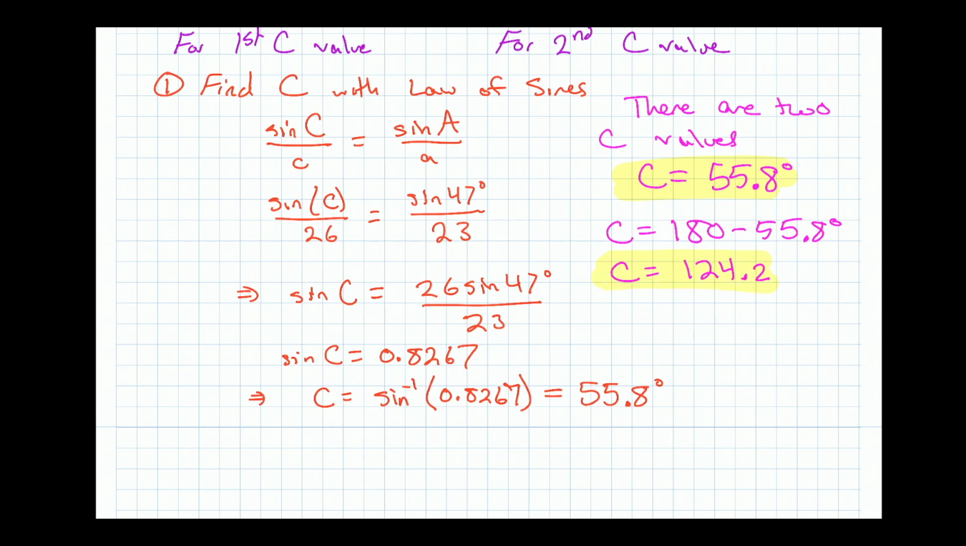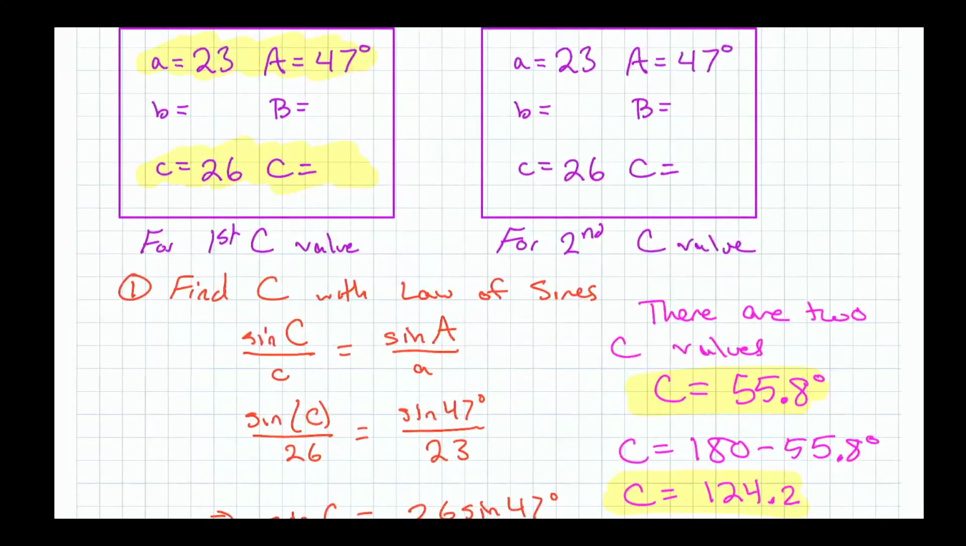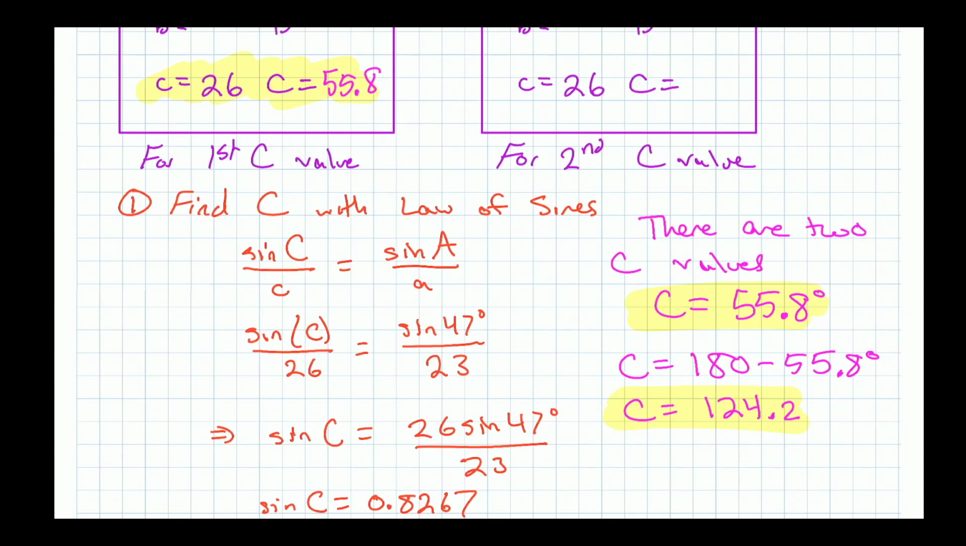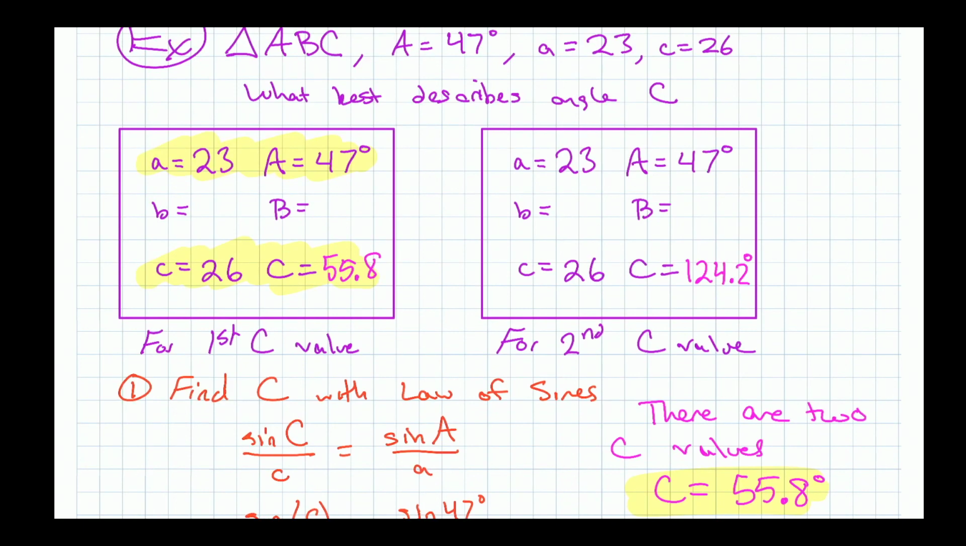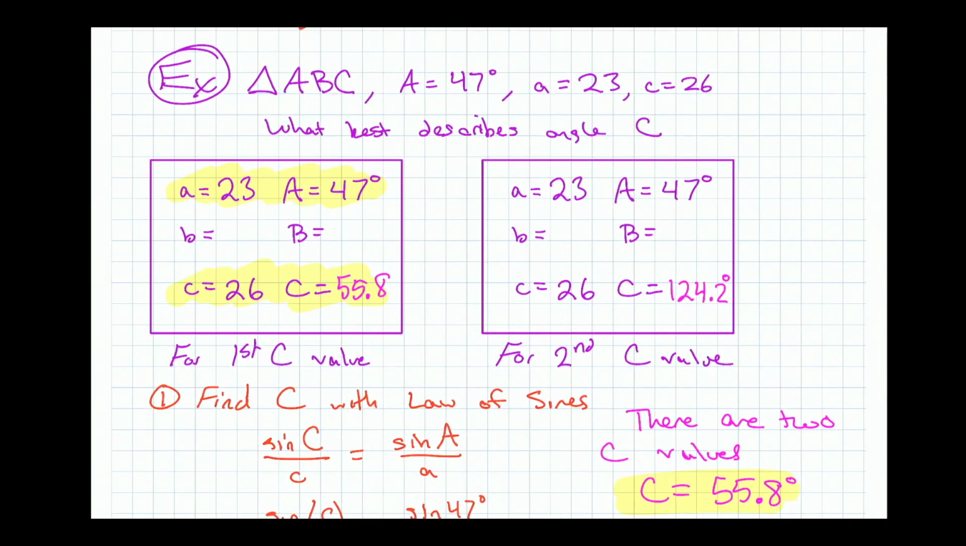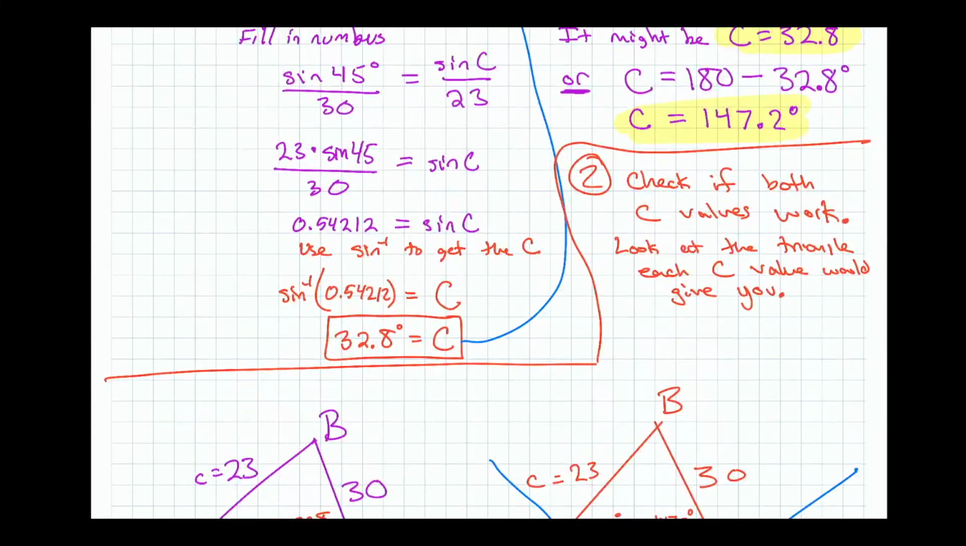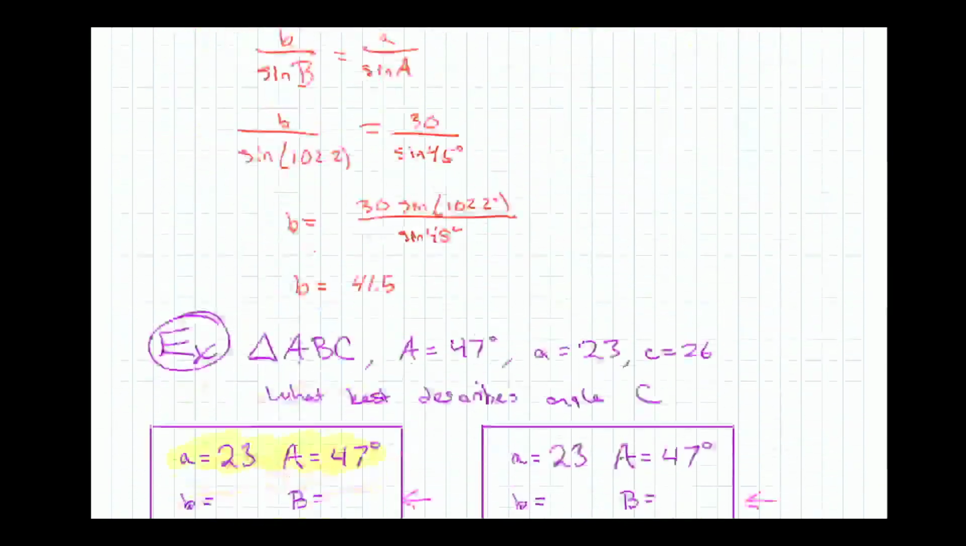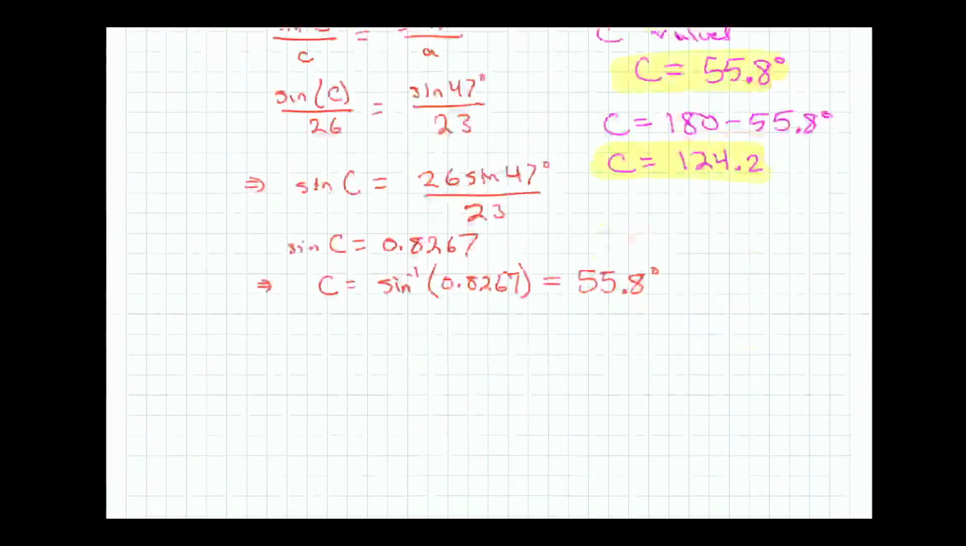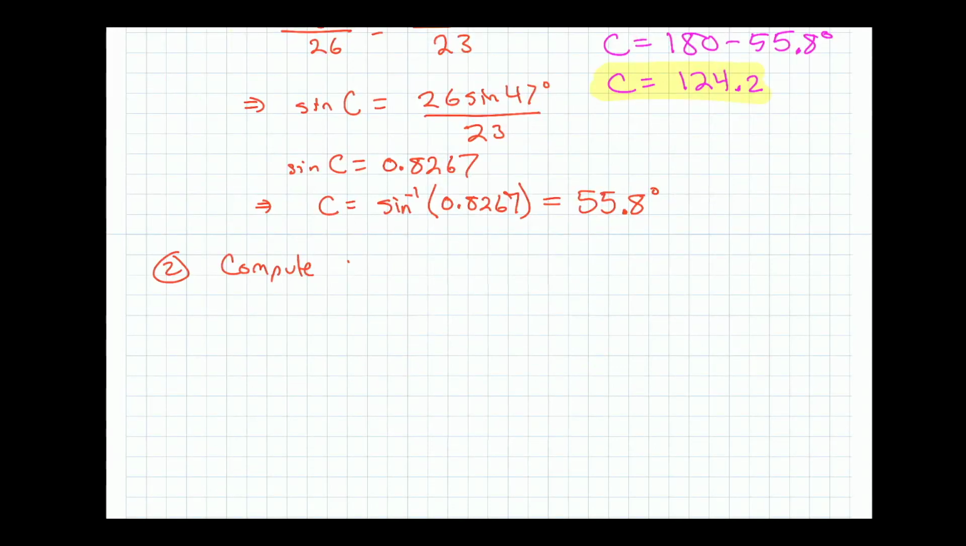All right. So instead of going straight to a triangle, I'm going to take those numbers and put them up here. And I've got two choices. The one from my first triangle is 55.8. The second C value is 124.2. So these are my two choices here. And then what you have to do, in order to see if they're okay, is just calculate the B and make sure that B is not negative, basically. So I called that step 2, check if both C values work. So I'm going to calculate the B to see if both C values work. That's how we'll do it. So compute B for both angles, both triangles, to see if they're both okay or not.